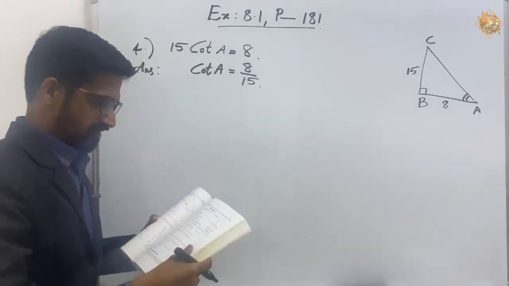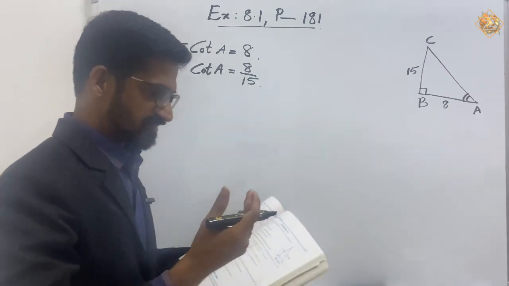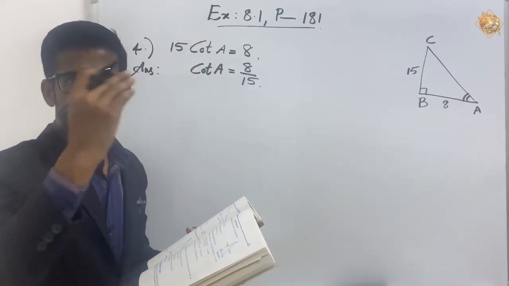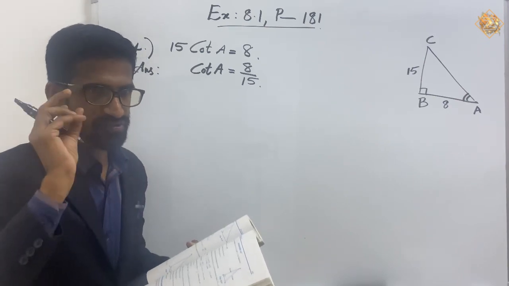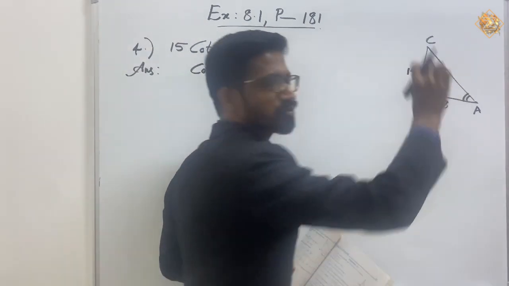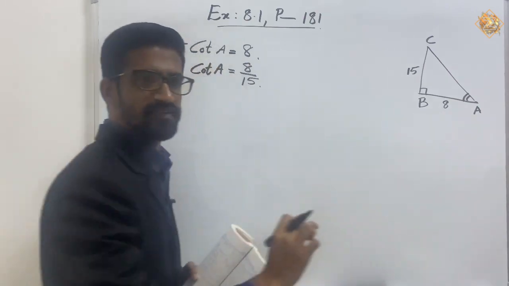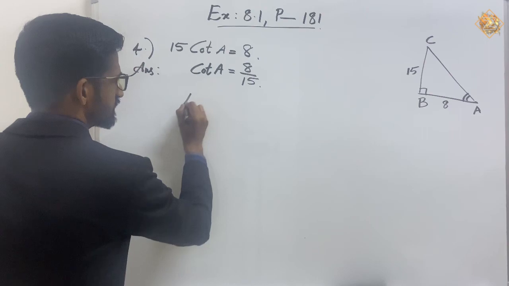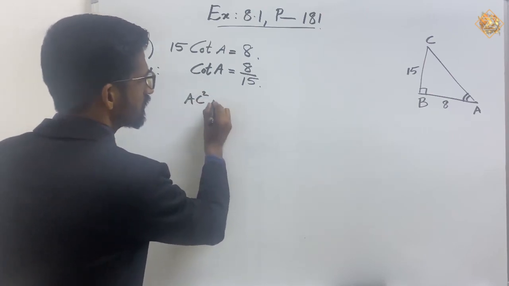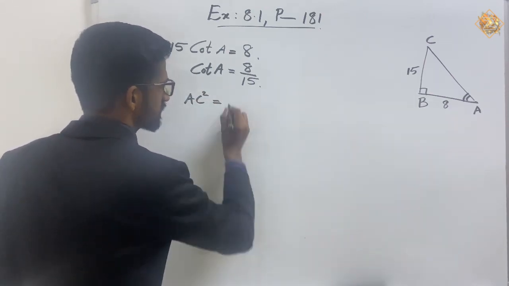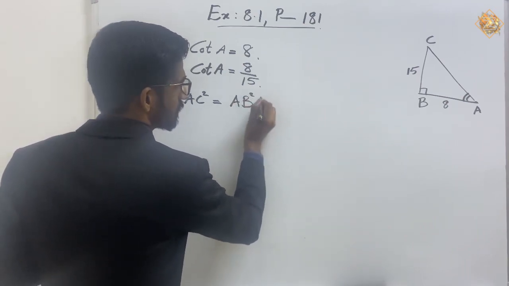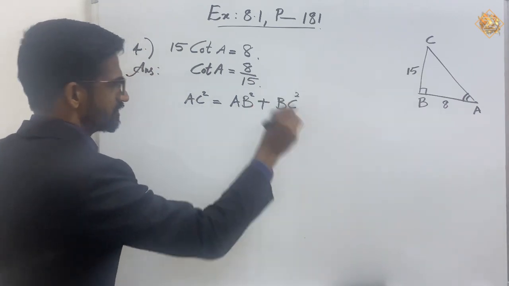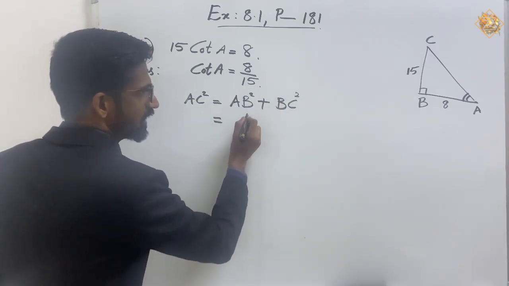Now we are asked to find sin A and sec A. When we look at the definition of sine, it is opposite by hypotenuse. We have to find the length of this hypotenuse. So in this triangle, first we have to apply Pythagoras theorem. AC square, the square of the hypotenuse, will be equal to the sum of the squares of the other two sides, that is AB square plus BC square, isn't it, students? AB is what?